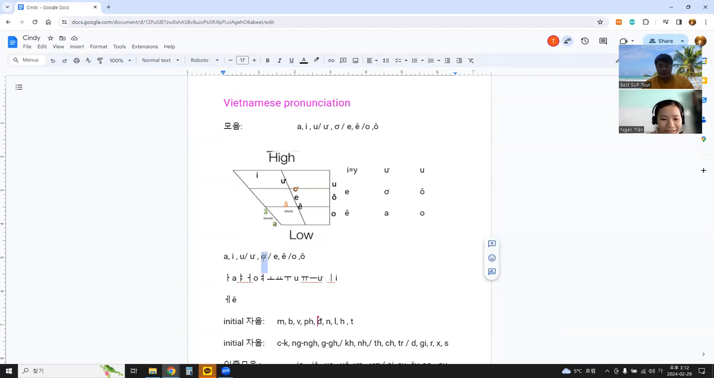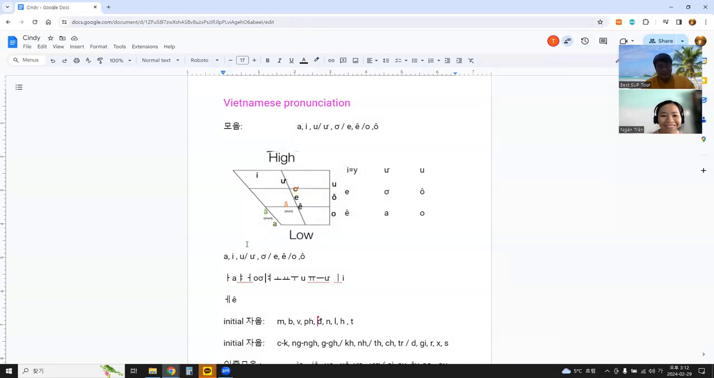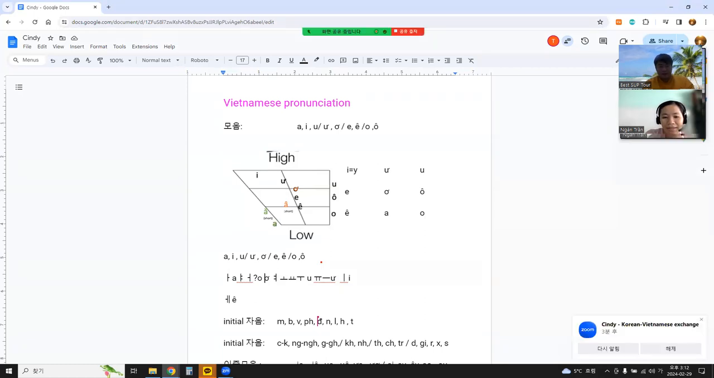Yeah, that's right. And then it's similar with the two sounds. This one is different. How to say this one? The A sound in Korean is only one, so it's very confusing. Okay, I'll tell you later. Yes, different meanings. I see.